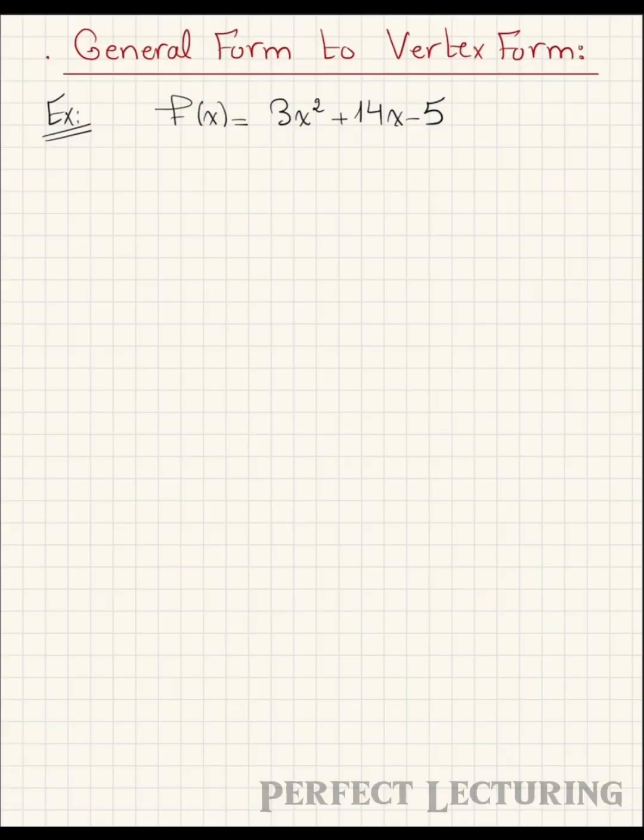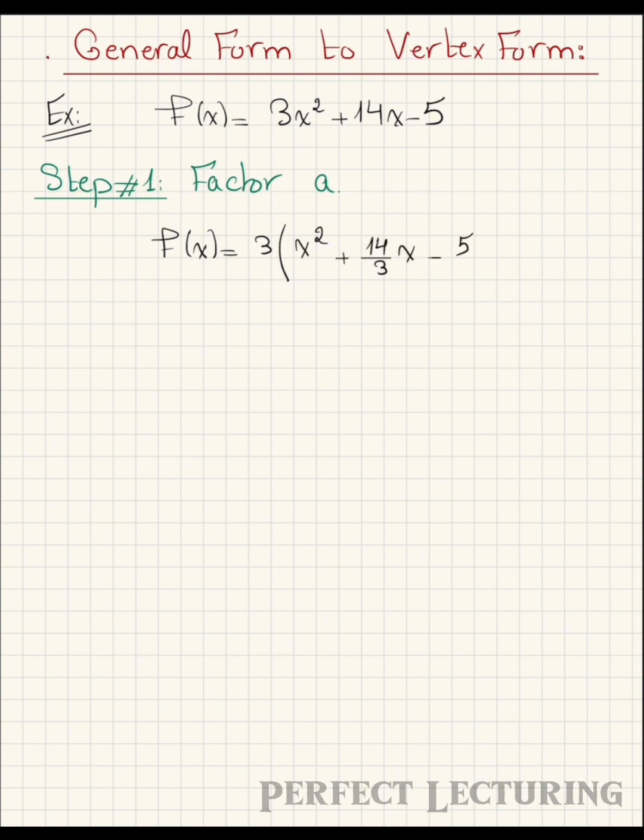There is one more thing I want to talk about in this video, and it's how to convert from the general form to the vertex form. Let us consider this example. f of x equals 3x squared plus 14x minus 5. Step number 1, we always factor the a. So if a is not equal to 1, I have to take it out. This means f of x becomes 3 into x squared plus 14 over 3 x minus 5 over 3.